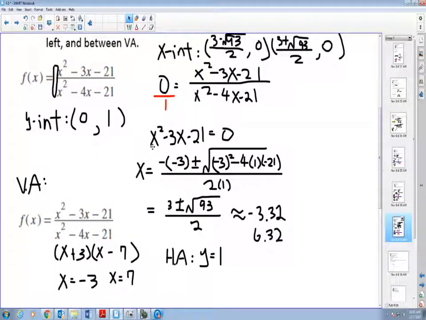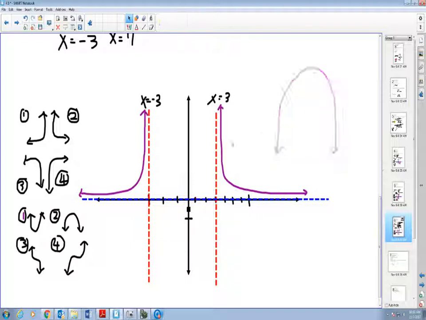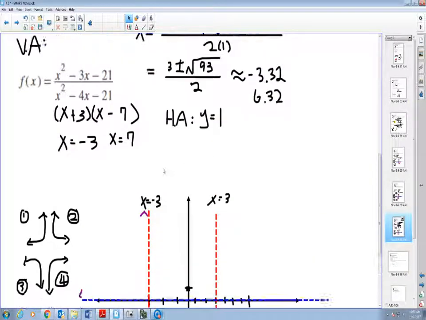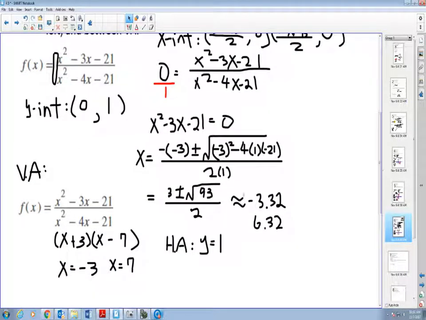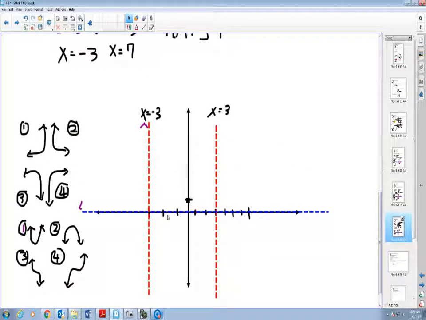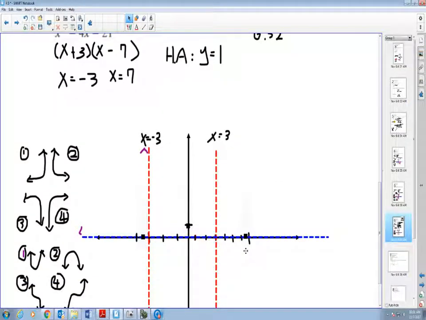I have a y-intercept at (0, 1). So this time go back up 1. Okay, y-intercept up here. I have an x-intercept about negative 3.2. So 1, 2, 3, 4. Let's say negative 4 is right here. The x-intercept about negative 3.2 will be right here. The other one is 1, 2, 3, 4, 5, 6 point something, so that will be somewhere in between 6 and 7. Okay, so I will cross over my x-axis at these 2 points.